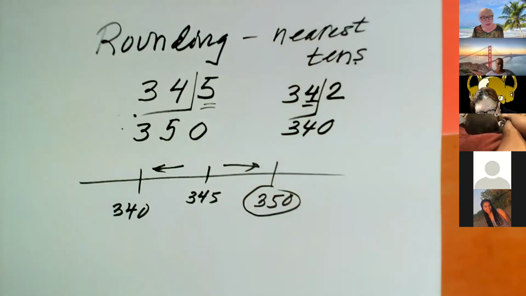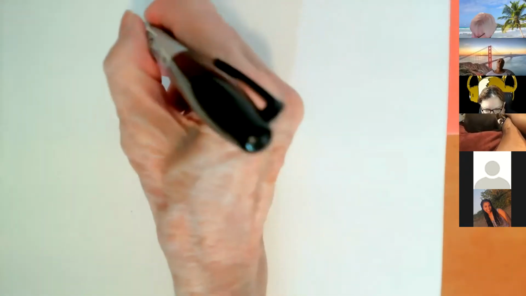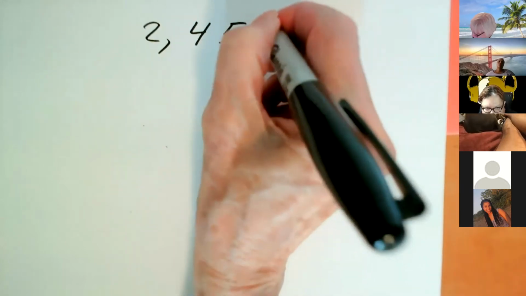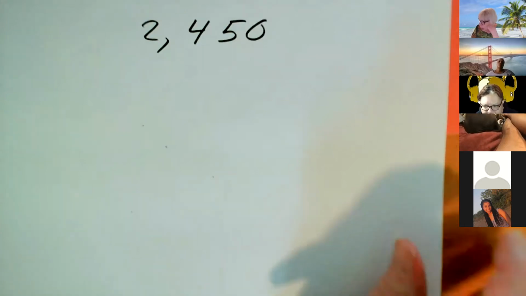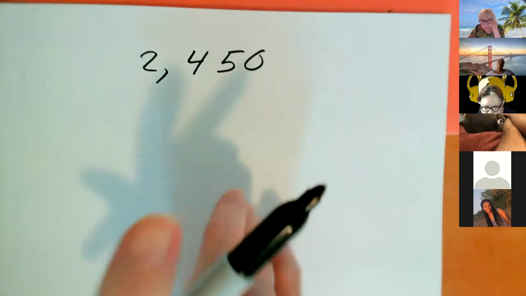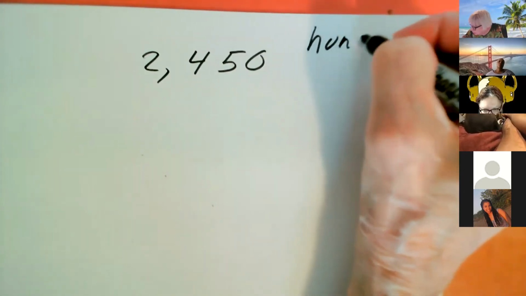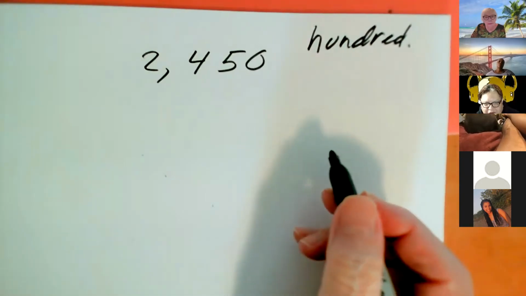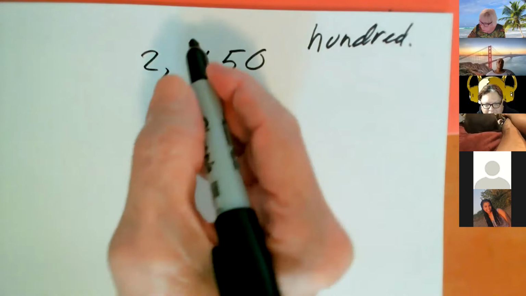Anybody need another example or do you think that's good? Can you do a larger number? Okay, why don't you pick the number for me? I'll be happy to do your problem. 3,450. Okay, and we're going to round it to the nearest what? 10. Well, it's already rounded to the nearest 10. I just want to know, let's round to the nearest 100.